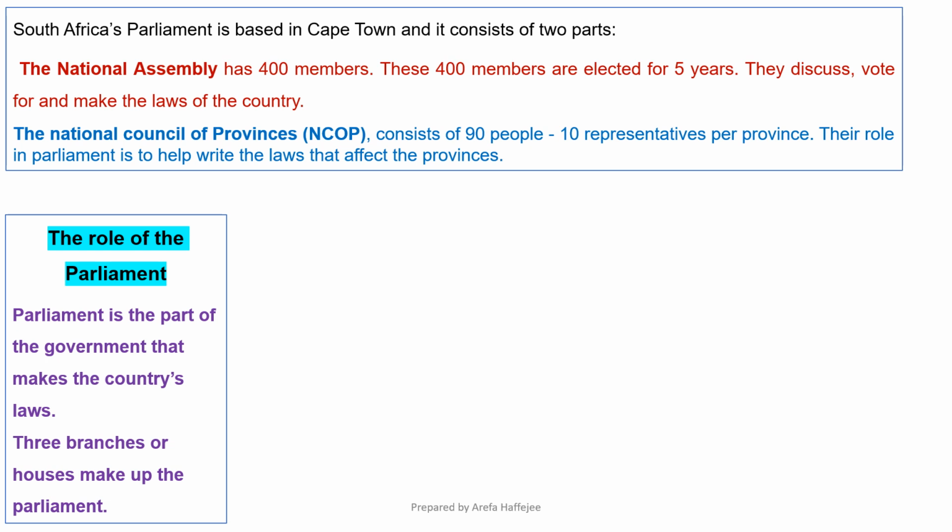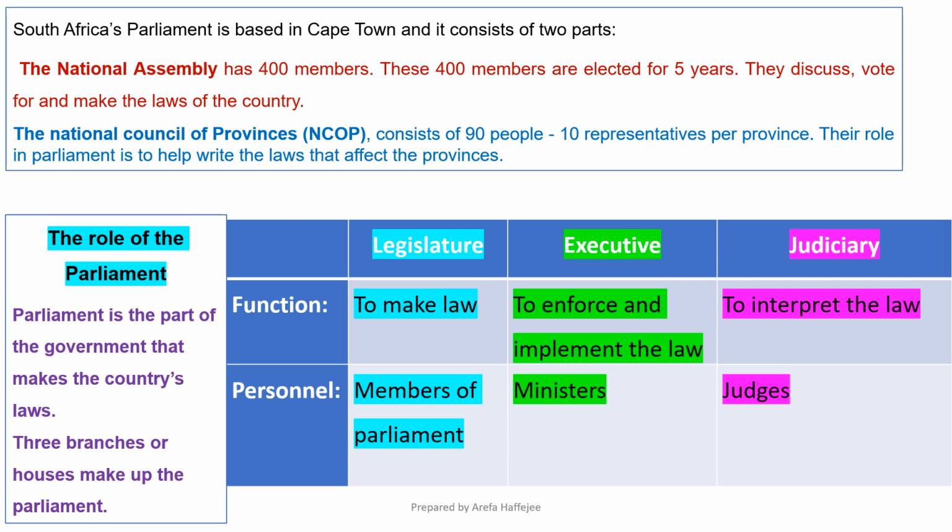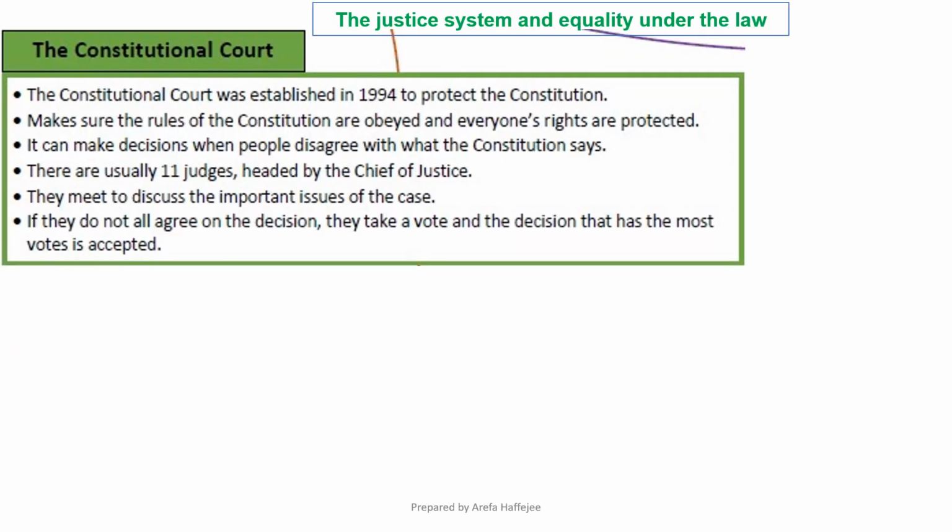There are 3 branches. You get the legislature, the executive, and the judiciary. The function of the legislature is to make up the laws, and the personnel that make it up are members of parliament. In the executive, their function is to enforce and implement the law, and the personnel that make up the executive are the ministers. And lastly, we have the judiciary. They interpret the laws and are made up of judges.